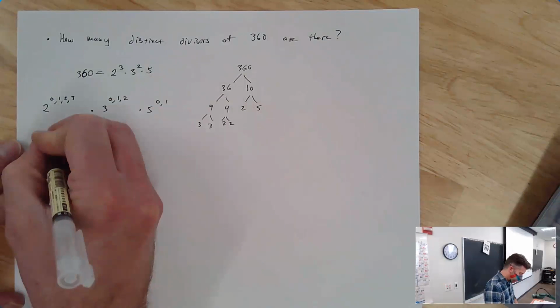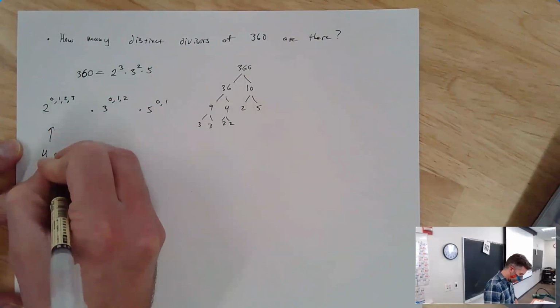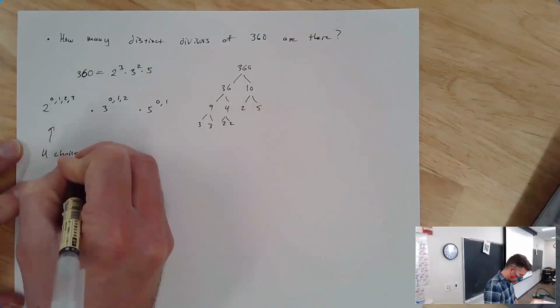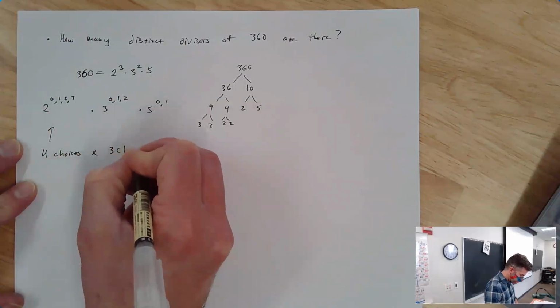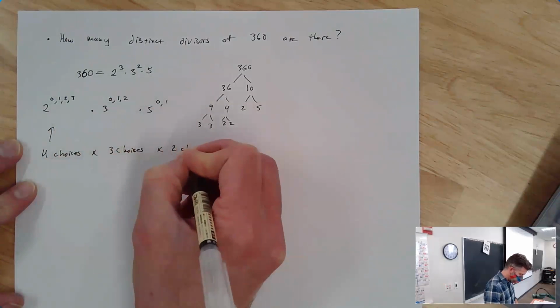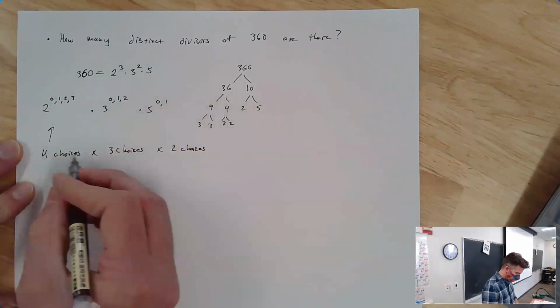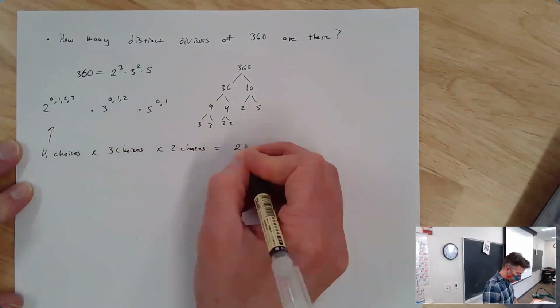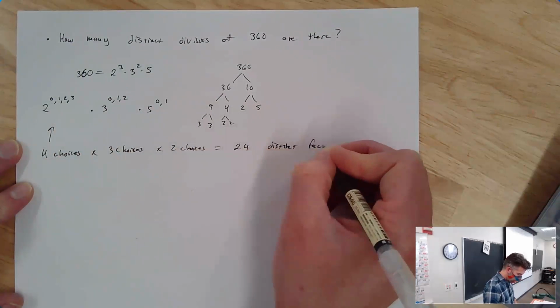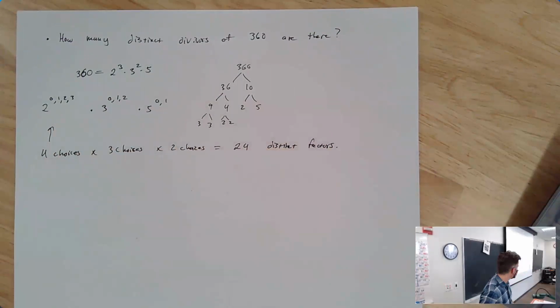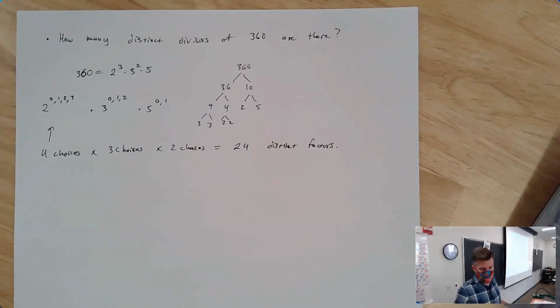So it looks like I have 4 choices for my power of 2 times 3 choices for my power of 3 times 2 choices for my power of 5. 4 times 3 times 2, that's going to be 24 distinct factors. Kind of neat. It's kind of a lot, which makes sense. I mean, 360 is a number with a lot of factors.